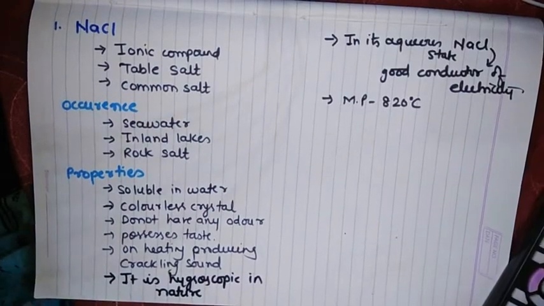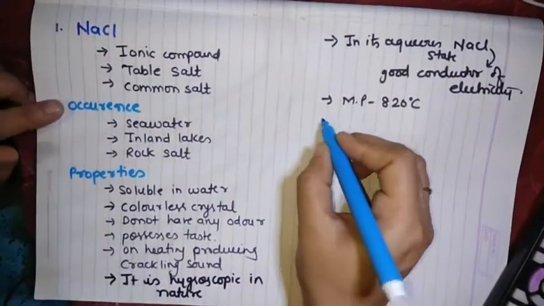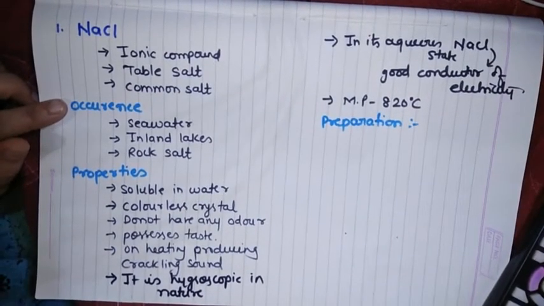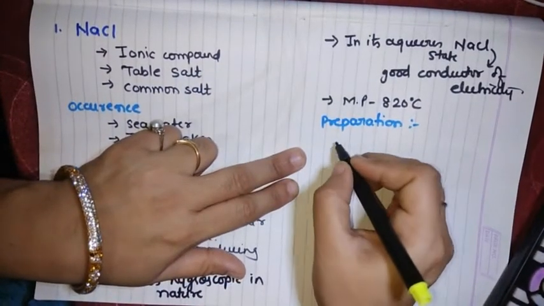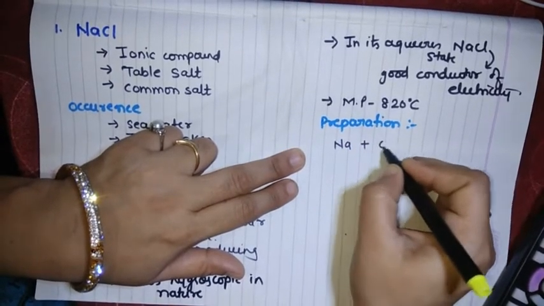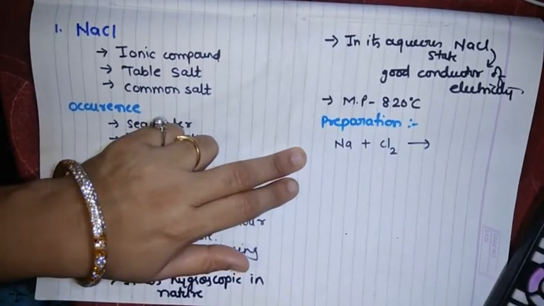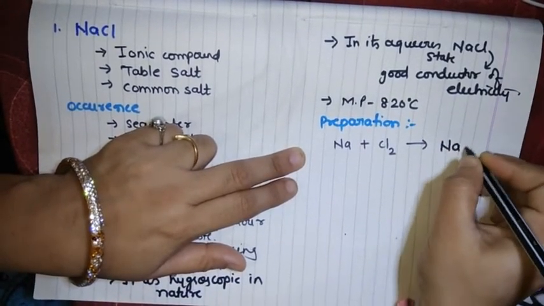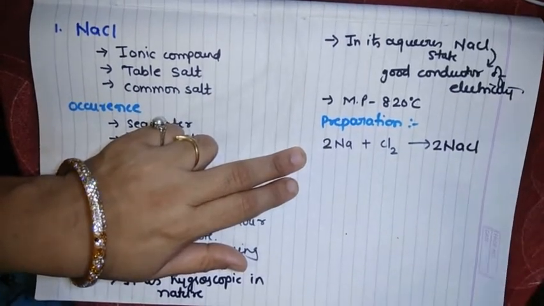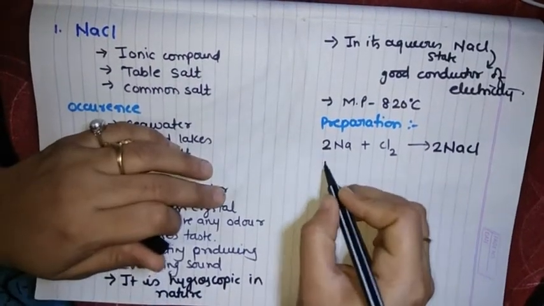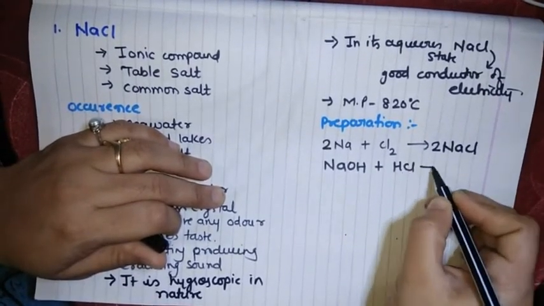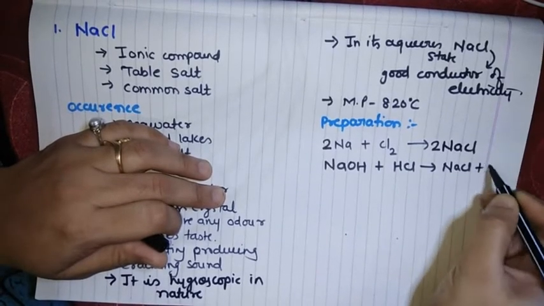Let's check the preparation of sodium chloride. How can we prepare this? Let's take an example. Suppose you have taken sodium in its elemental state and chlorine, then you will find that NaCl is formed. Now if you balance it, you will put 2 here and 2, and it will be balanced. Also we can obtain NaCl by NaOH plus HCl. Then we will get NaCl plus water.